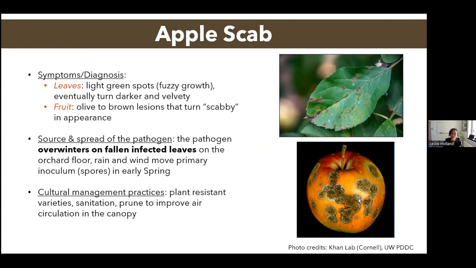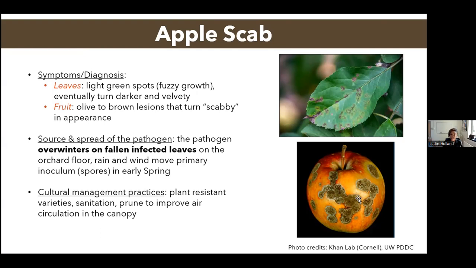So at the end of the season, once leaves have fallen on the orchard floor, this is often a really great source of that pathogen to potentially reemerge in the following spring if that pathogen source is not managed. And so we'll talk about this a little bit more with our spray programs as well. The pathogen does move with rain and wind movement, and this is the primary inoculum in the early part of the season, right as those buds start to open up.